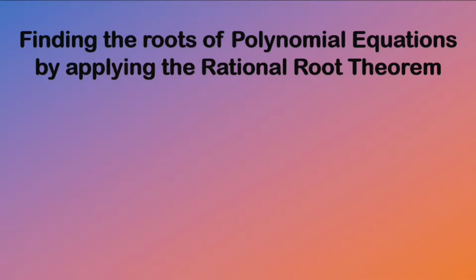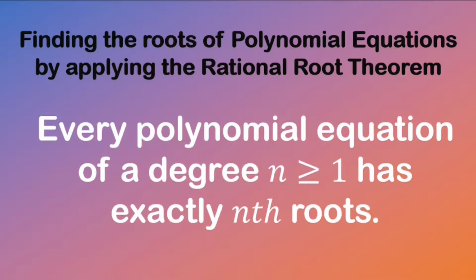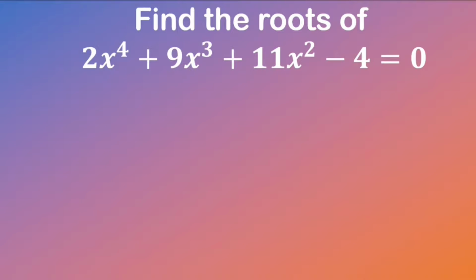Lastly, we have finding the roots of polynomial equations by applying the rational root theorem. Every polynomial equation of degree n, where n is greater than or equal to 1, has exactly n roots. Now, let's find the roots of 2x raised to 4 plus 9x cubed plus 11x squared minus 4 equals 0 using the rational root theorem.